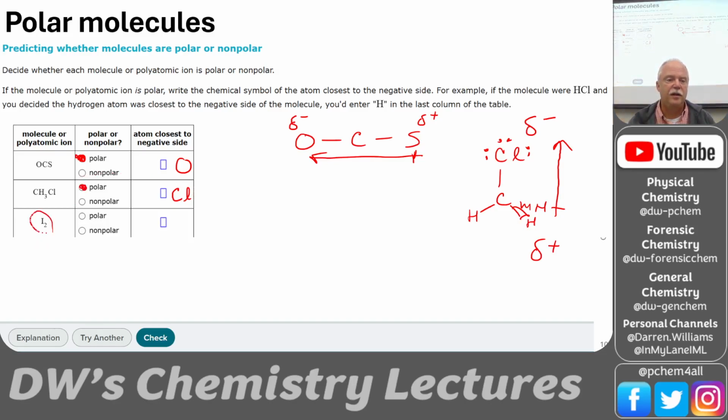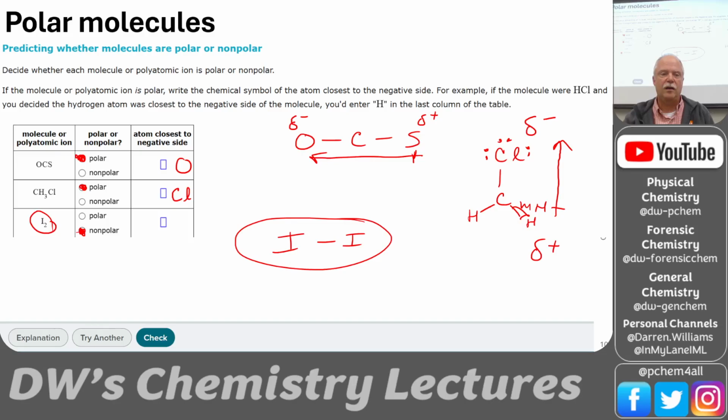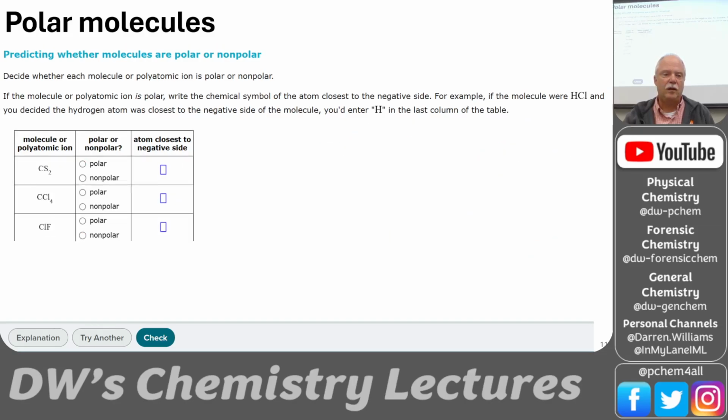Now, I2, you've got 2 iodine atoms. Is that going to be polar or nonpolar? Nonpolar, because they're the same atom. There's no reason why electrons would spend more time on one iodine versus the other. So again, neither side of that molecule is more negative than the other, so that's going to be nonpolar. And so there's no answer for the second column. Okay, let's do some more.